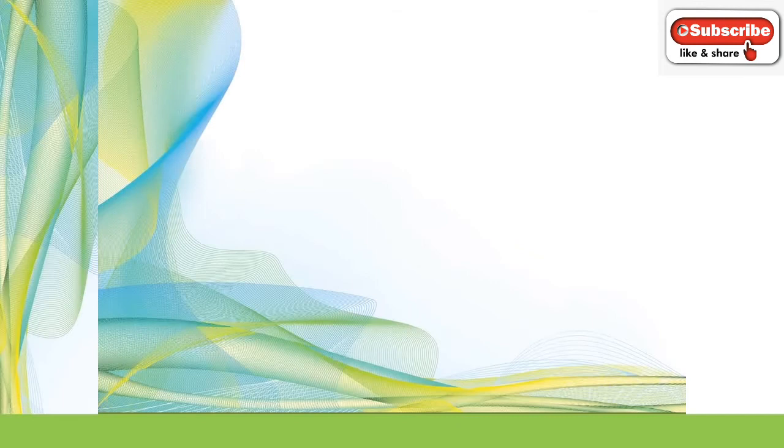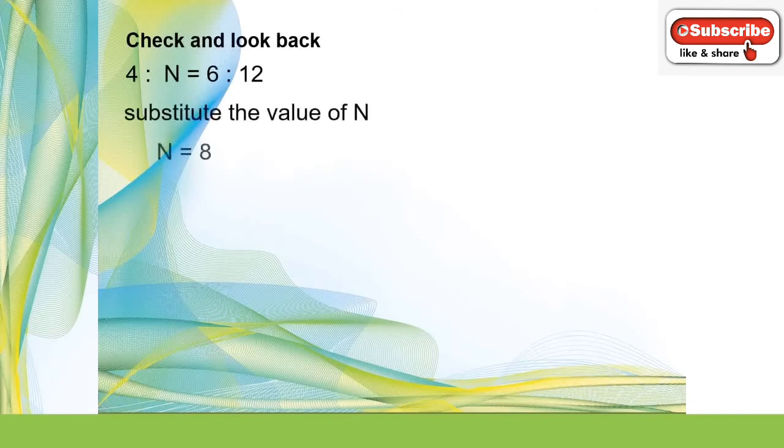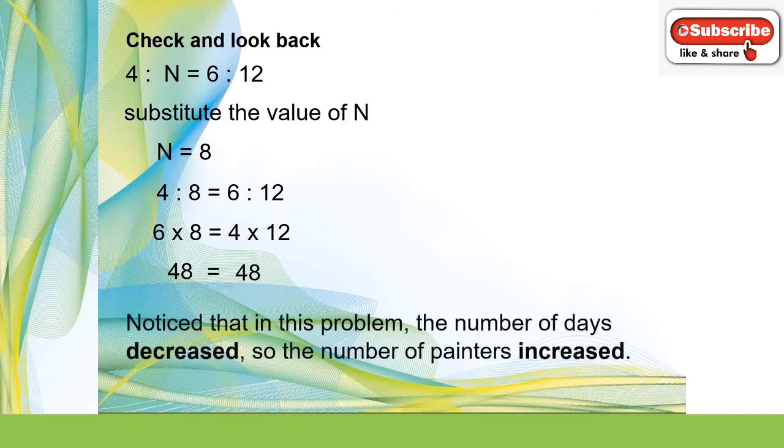The last step is to check and look back. Our equation: 4 is to n as 6 is to 12. Substitute the value of n, which is equal to 8. So, our equation now is 4 is to 8 as 6 is to 12. Multiply the means and multiply the extremes: 6 times 8 and 4 times 12. Multiplying 6 times 8 equals 48, 4 times 12 equals 48. The product of the means is equal to the product of the extremes. Notice that in this problem, the number of days decreased, so the number of painters increased.